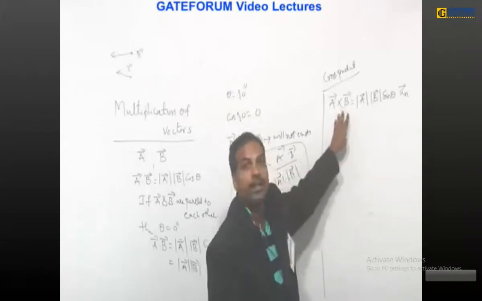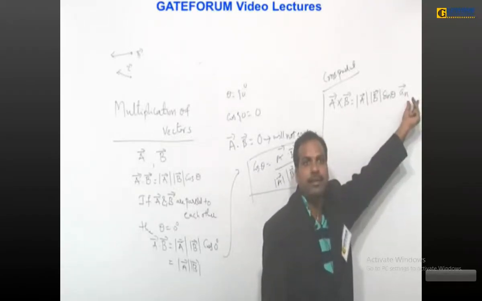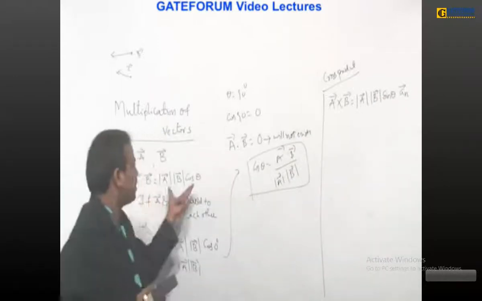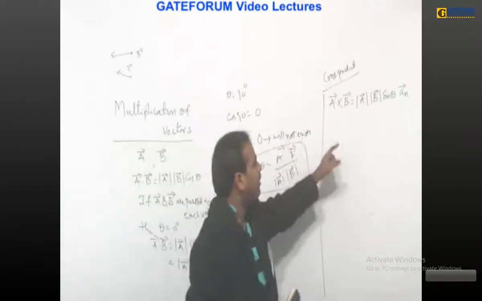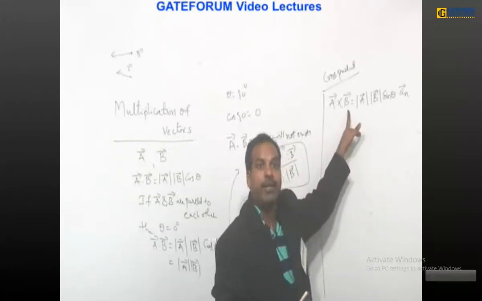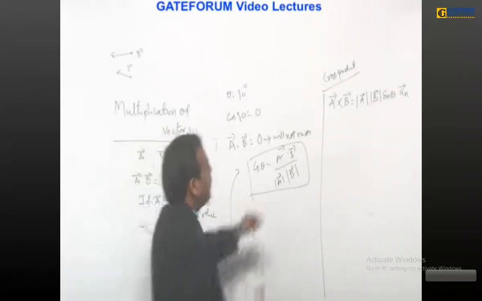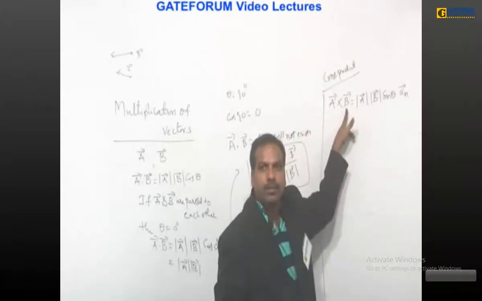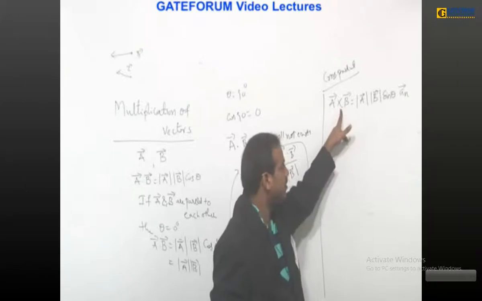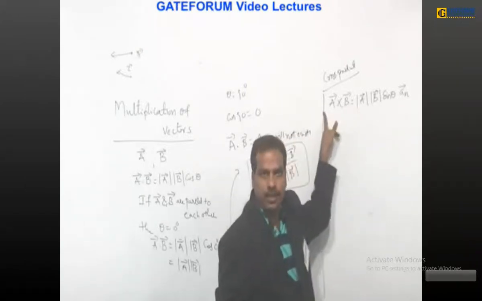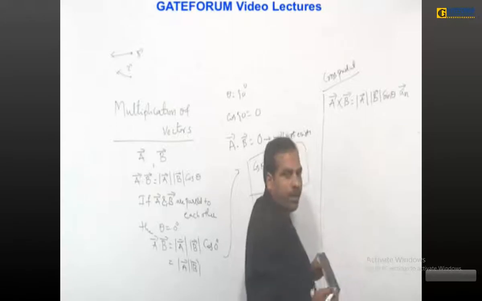From this, we can understand that A bar cross B bar has a certain magnitude and also a certain direction. But when we consider the dot product, it just produces a constant value, and no direction is specified. That means the cross product of two vectors is always a vector, but the dot product of two vectors is always a scalar. Especially when we find the cross product, the resultant vector is always perpendicular to both the vectors. For example, let us consider our rectangular coordinate system.